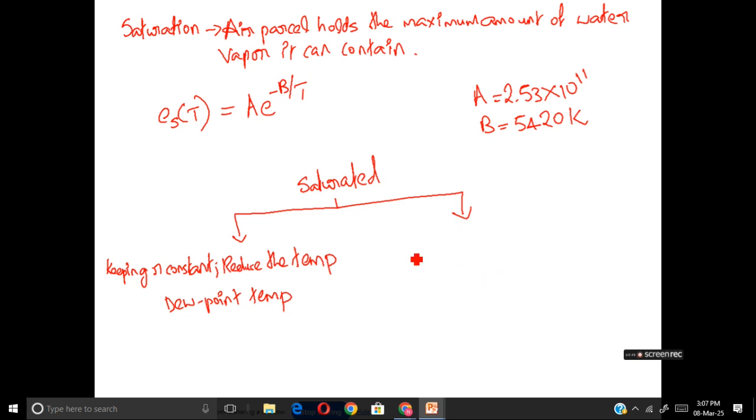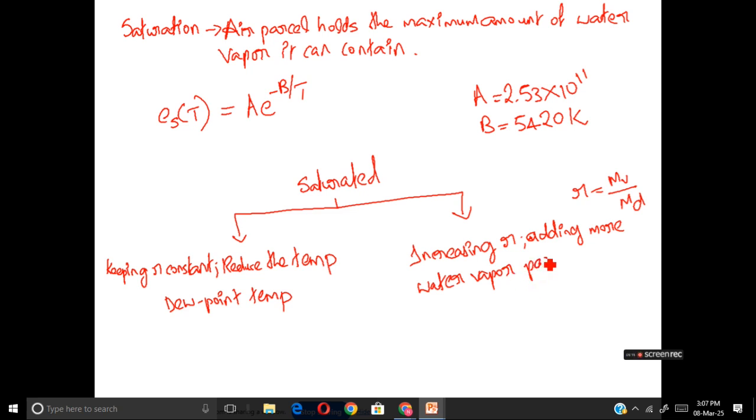We also learned another way, which was by increasing the R. R, if you remember, is the mixing ratio, which is given by the mass of water vapor to the mass of dry air. So another way is by increasing the mixing ratio, that is, by adding more water vapor to the parcel.